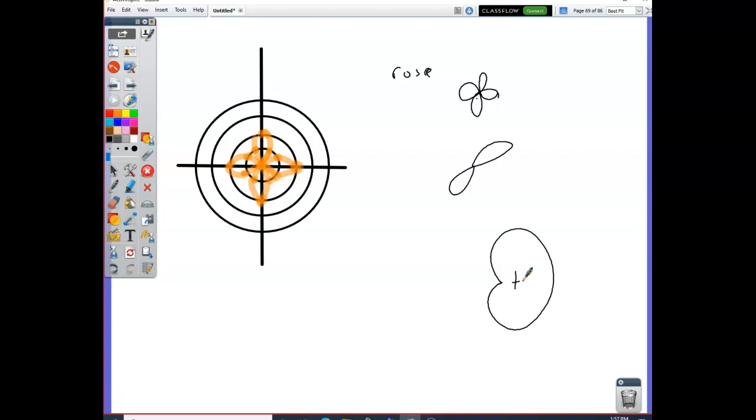And then last but not least is the most dangerous of them all, the limaçon. Limaçon looks like this. It's a cardioid with a loop in the middle. Oh, that makes it dangerous.